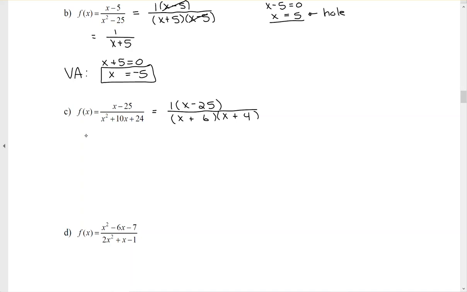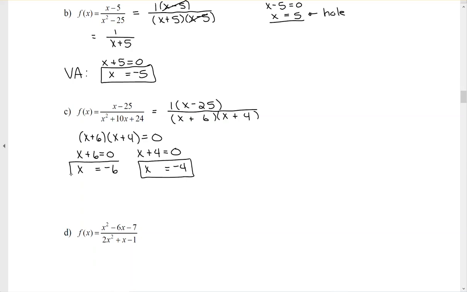I simply set the denominator equal to 0 and then solve for x. So take each factor and set it equal to 0. And this is where your two vertical asymptotes will be. You can have more than one. In this case, I have one at x equals negative 6. Subtract 4 from both sides here. x equals negative 4. This is where I have my two vertical asymptotes. And no holes.